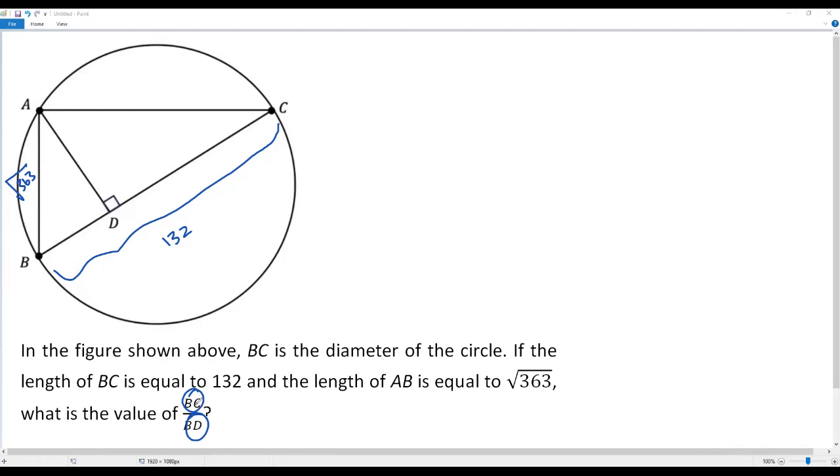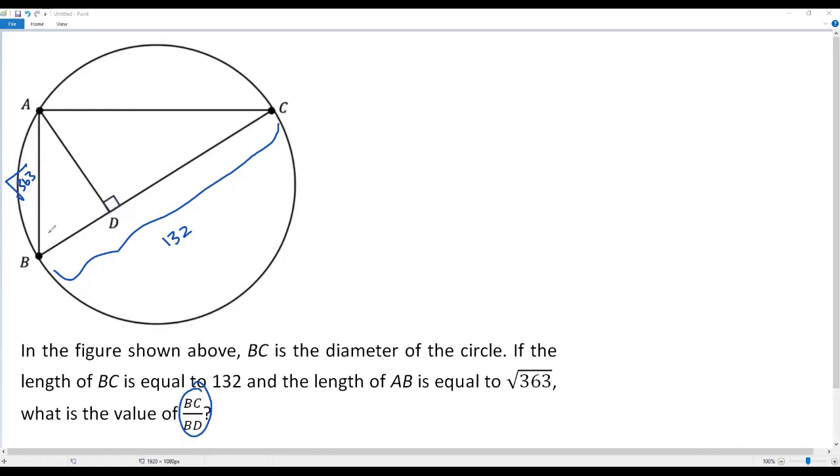Okay, here we know the length of BC, that is 132. We can plug in this 132 for BC over here. But the length of BD, that is the length of this line segment, is not known. Only if I know the length of this line segment BD, I can plug in that value for BD over here, and I can get the value of this fraction BC over BD.